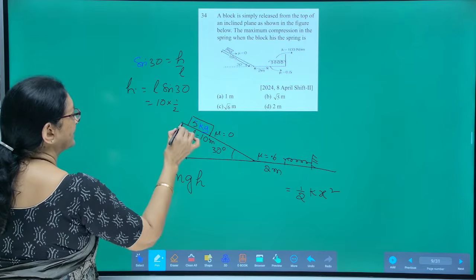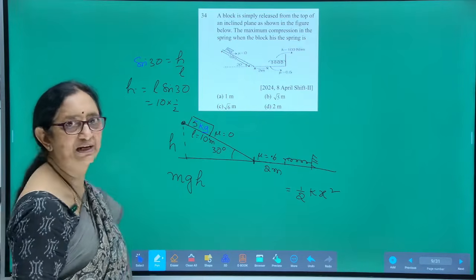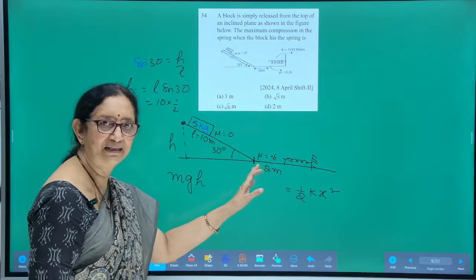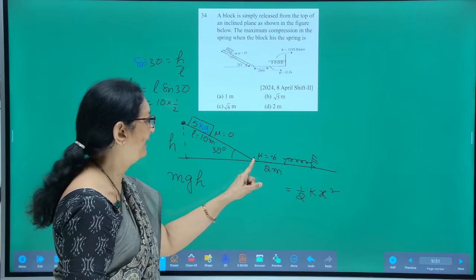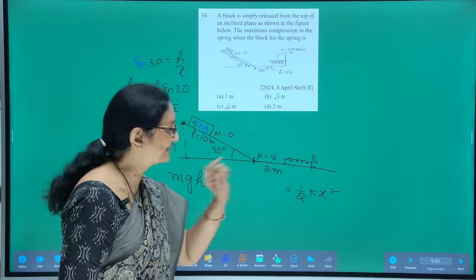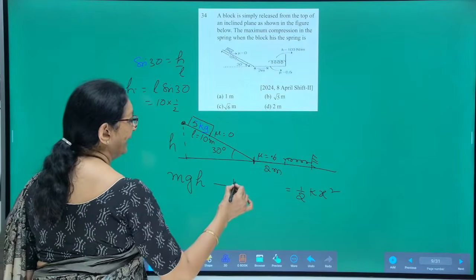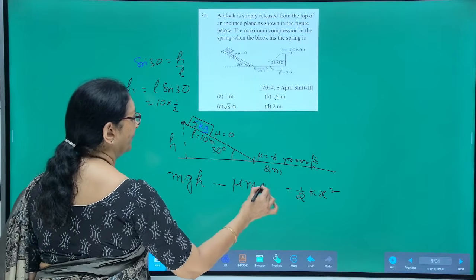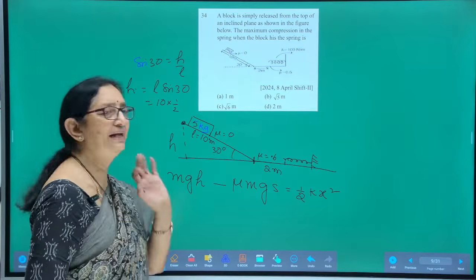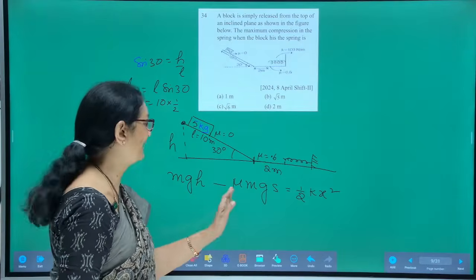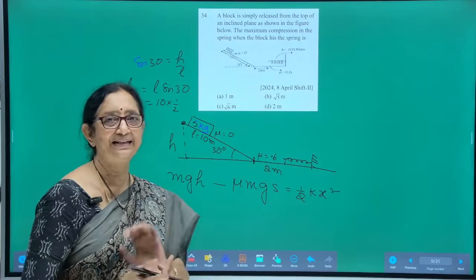So mgh is its initial energy. On reaching this point, as this is a frictionless surface, its energy is totally conserved. So that entire PE is converted into kinetic energy on reaching this point. But this 2 meters length is a rough surface. So work done against frictional force is mu mgs. So on hitting the spring, the remaining energy of the block, mgh minus mu mgs, is converted into the potential energy of the spring when it is compressed the most.